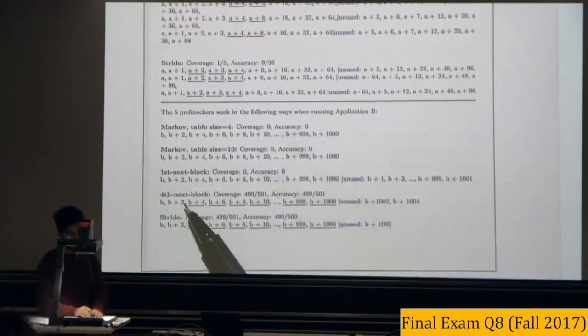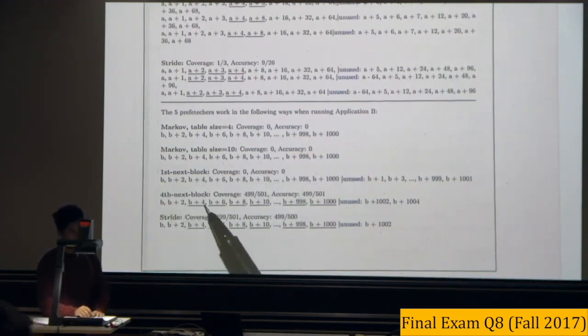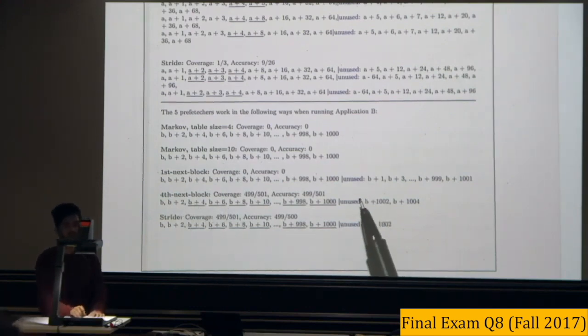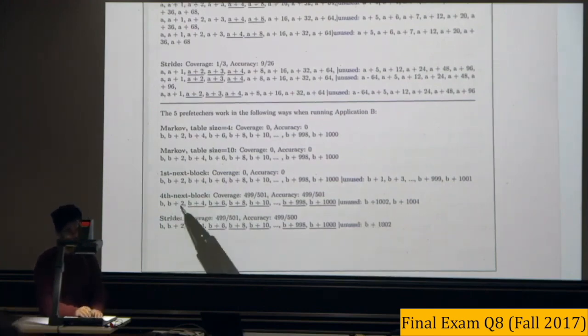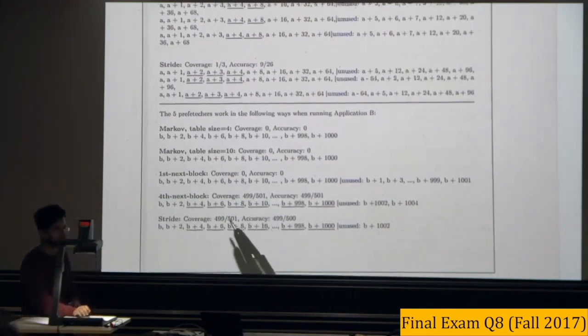So B plus 2 doesn't have any candidate to issue a prefetch for it. So B plus 2 is uncovered. B we cannot cover anyway. B plus 4, yes, we can cover. B plus 6, B plus 2 will generate for B plus 6. So B plus 6 is covered, and subsequently everything is covered. So that means apart from the first two accesses, everything is covered. Make sense? So its coverage is pretty high and everything is good.